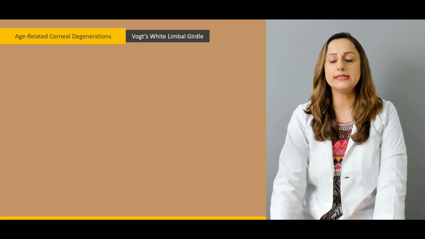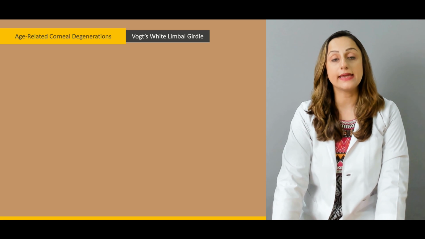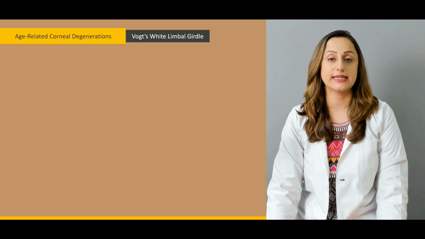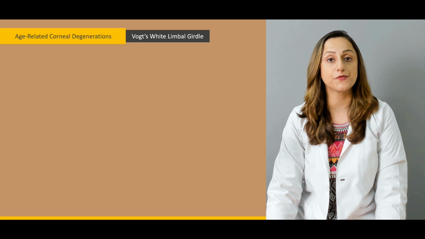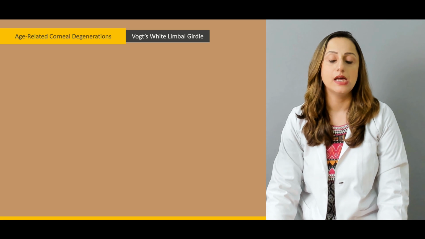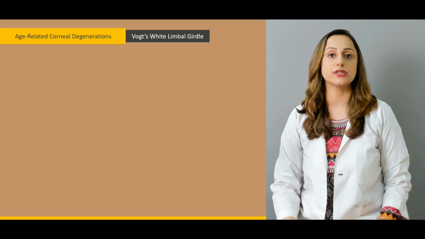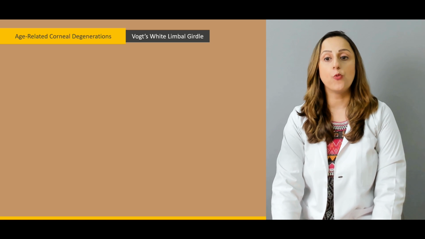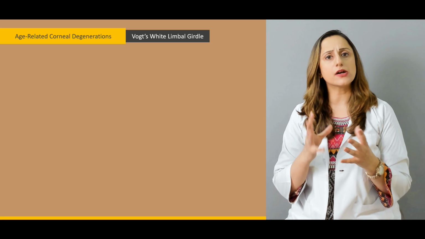Now, usually these patients suffering from these age-related problems are in their 4th, 5th, or 6th decade of life. This is the probable period in their lifetime that they suffer from a condition such as Arcus senilis, or it can be another variant of Arcus senilis, termed the Vogt white limbal girdle. So the findings are quite similar.